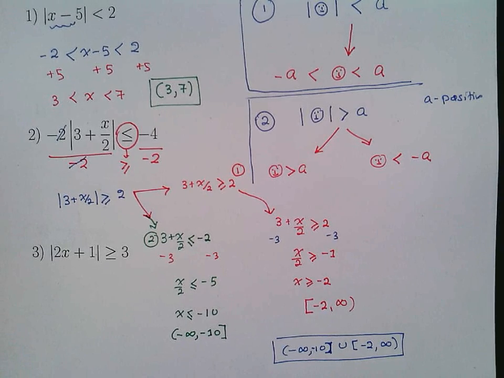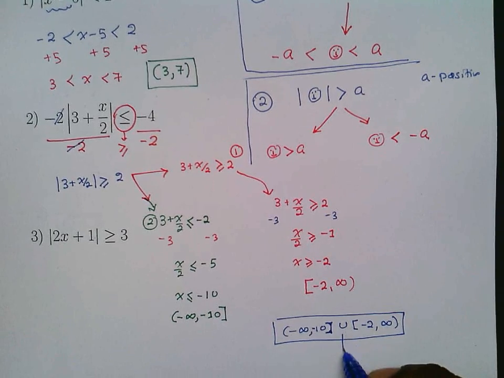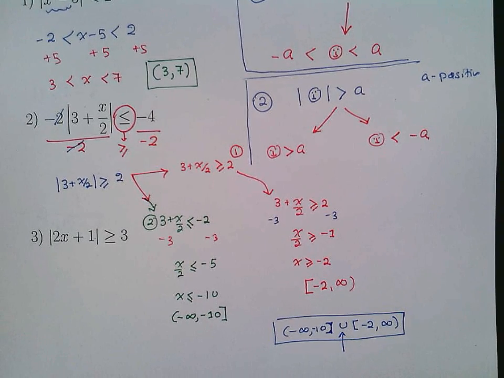And oftentimes when you have absolute value greater than, the second type, you will most probably end up with a union. So this is a sign that you have arrived at a correct answer. You will end up with a union of two intervals.